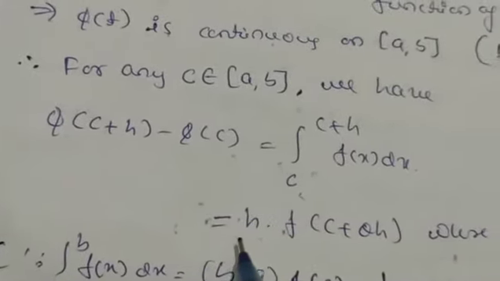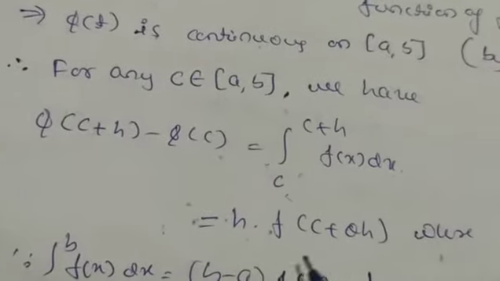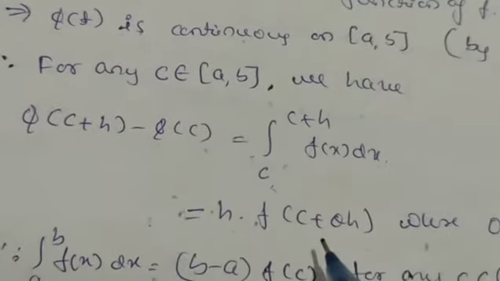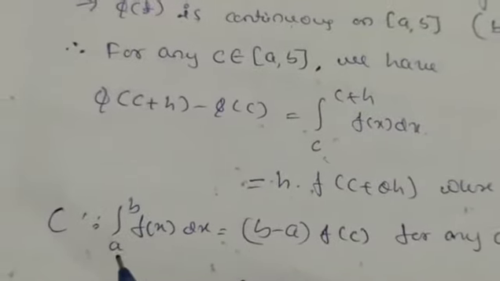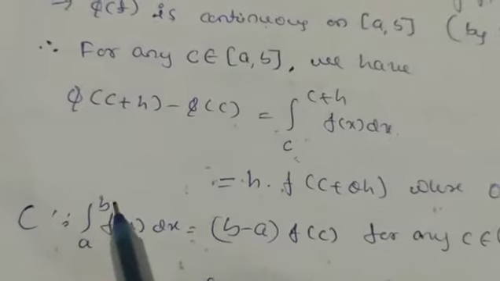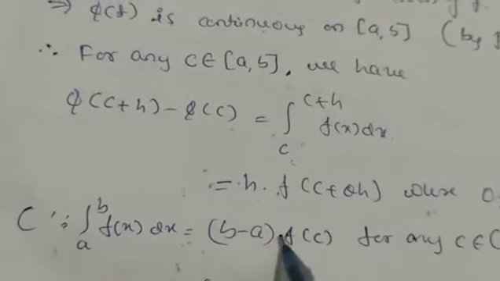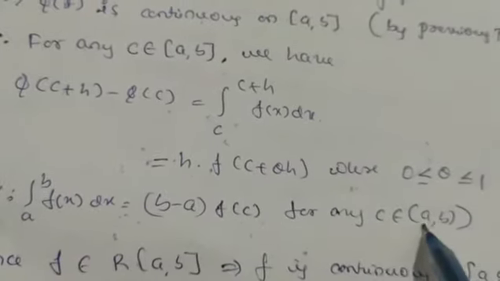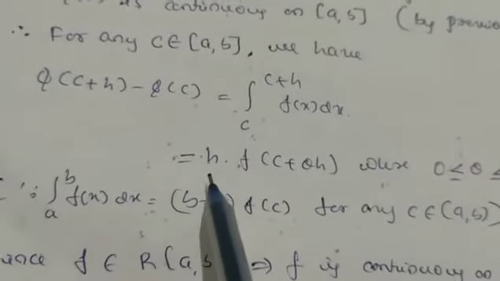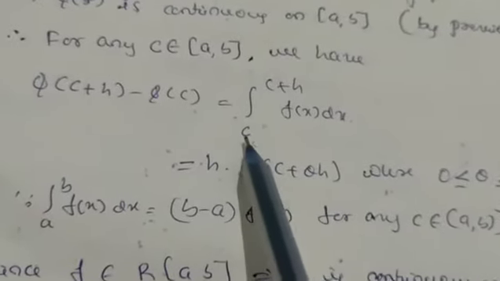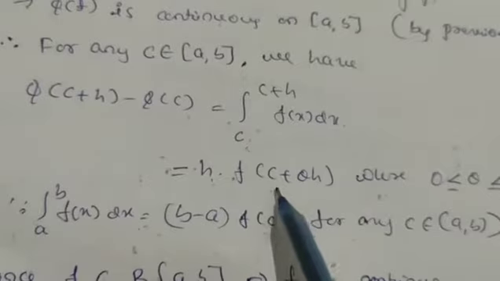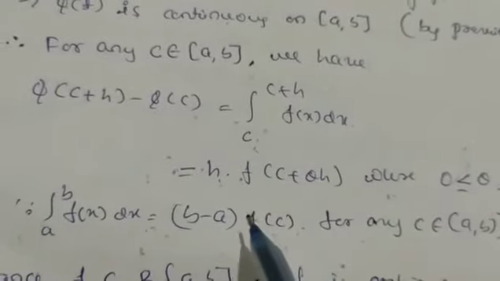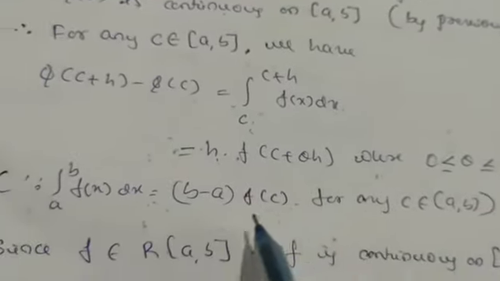So this is equal to h into f of c plus theta h, where theta is in between 0 and 1. Because here we know this integration from a to b f of x dx is equal to b minus a into f of c for any c belongs to [a, b]. So for that we can take b minus a, which is c plus h minus c. C plus h minus c is h because c gets cancelled. So f of c is f of c plus theta h.